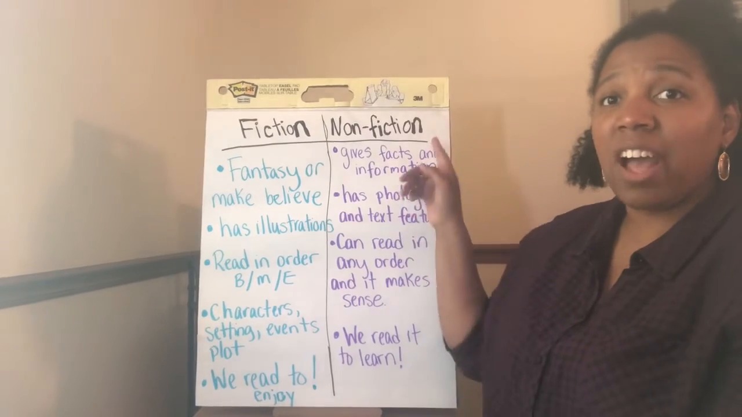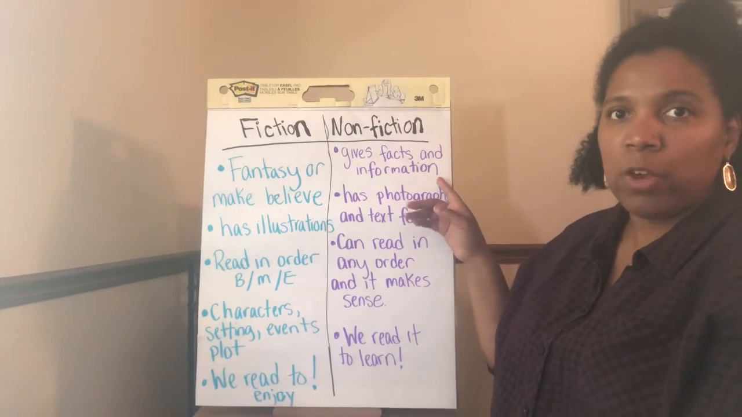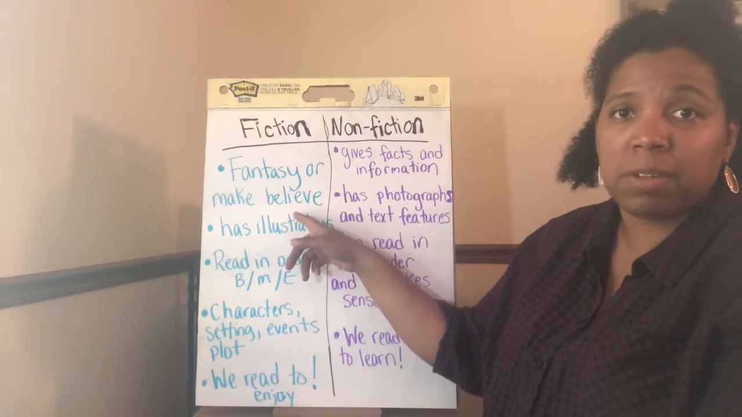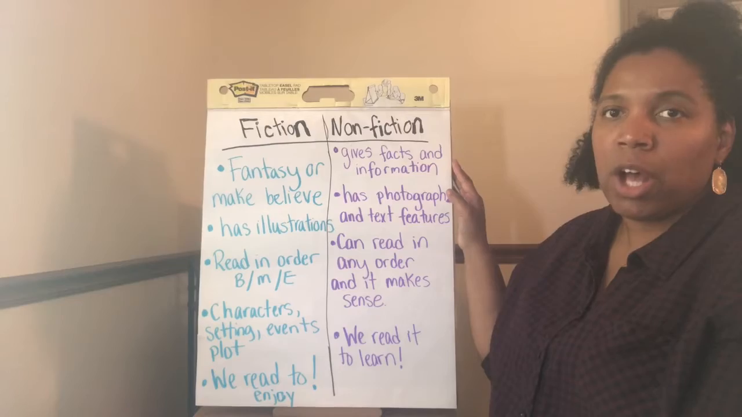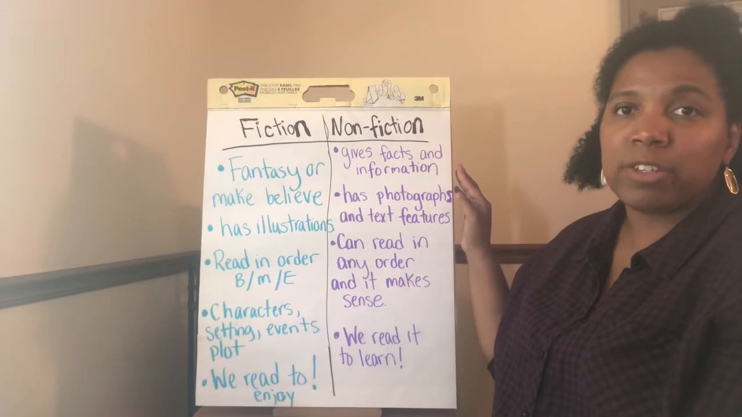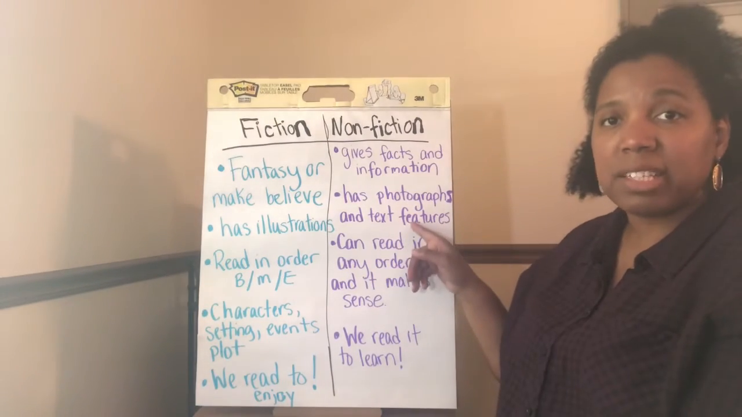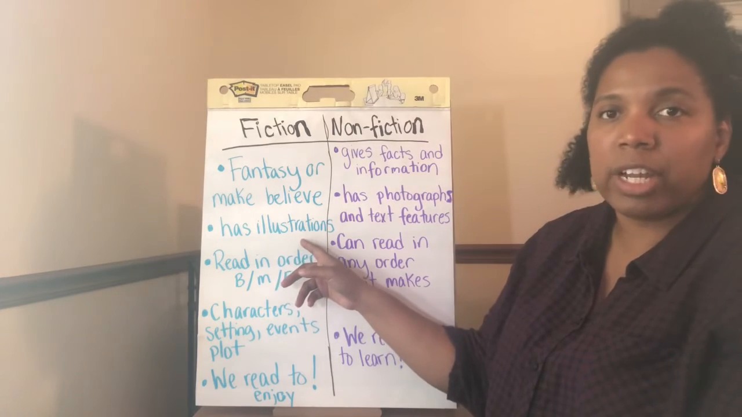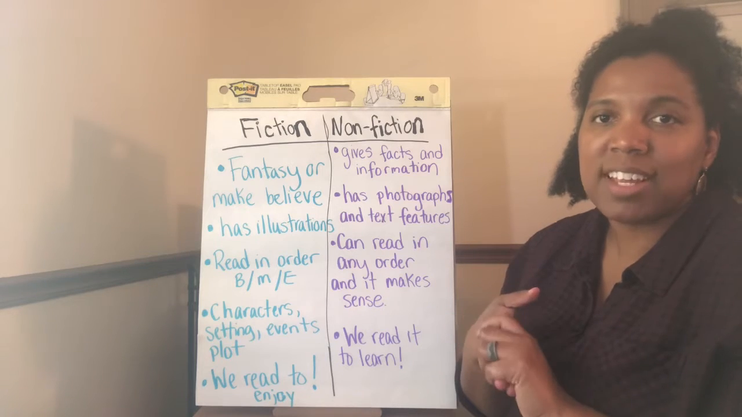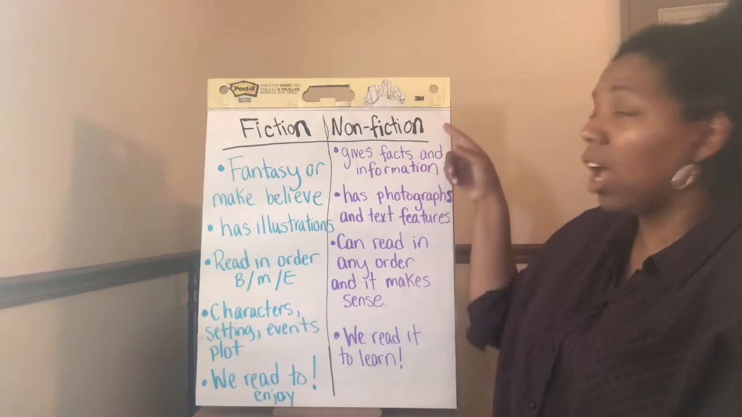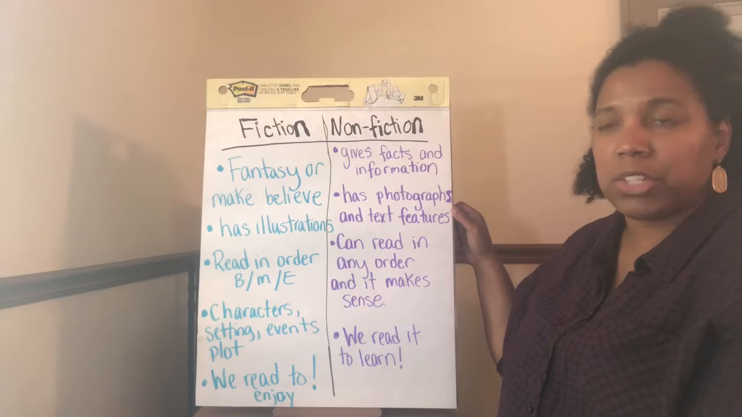Let's check out the nonfiction side of our anchor chart. Nonfiction gives facts and information. Remember, fiction is fantasy or make-believe, but nonfiction is based on true events or things that there's evidence of. It's factual, information that is real and true. In nonfiction, we usually have photographs and text features, whereas in fiction we have illustrations. Our text features are labels, headings, diagrams, charts, bold words, and maps. So nonfiction texts have photographs and text features with factual information in them.